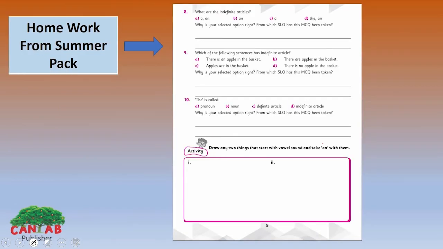Now dear student, this is your homework for the summer pack. What you need to do is choose the right option for each. Here there is an activity. Draw any 2 things that start with a vowel sound and take an with them. We have discussed the vowel sound. The words which start with a vowel sound, we add an before them. I hope you can do it easily.